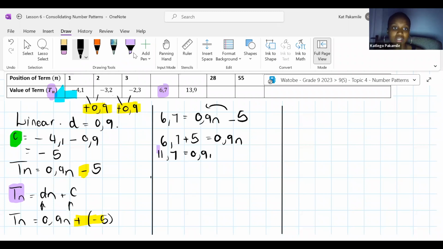To get rid of 0,9, tell me, how do I get rid of this 0,9 that's in front of my n, guys? Let me know. I see a hand going up somewhere. Saneliso? Yes, guys, we are correct. Saneliso? Ooh, your connection is bad. I can't hear you.